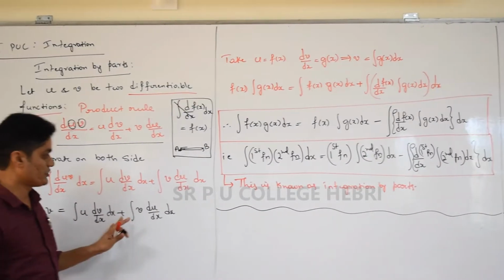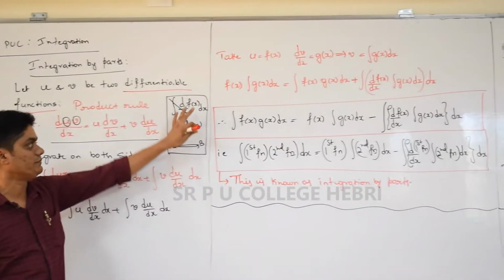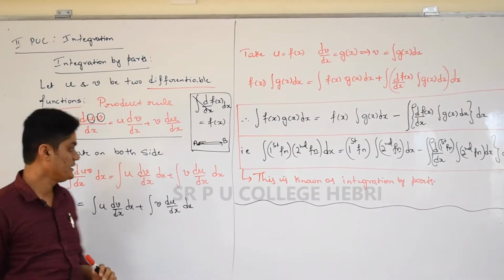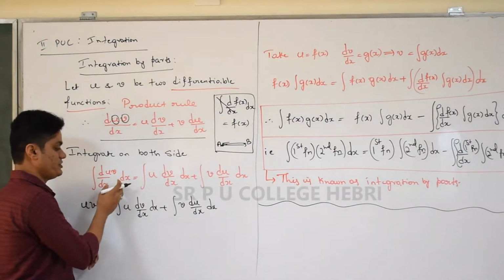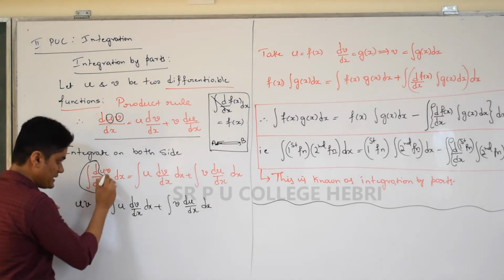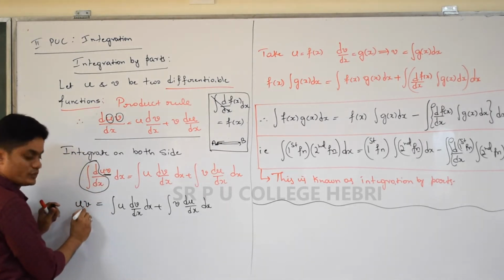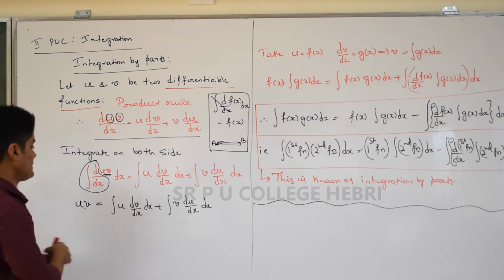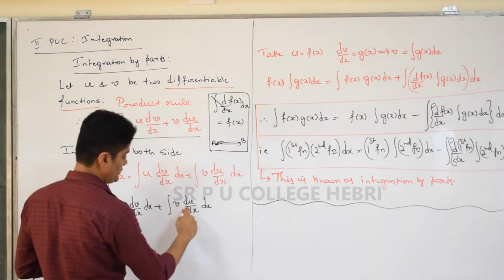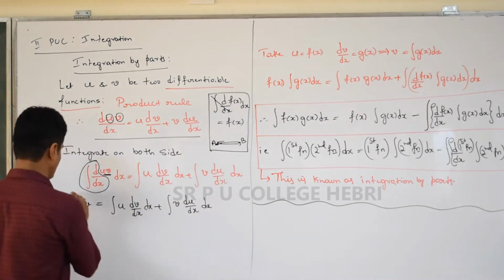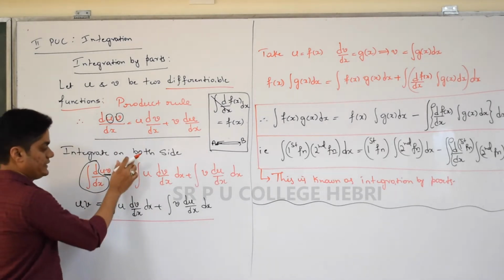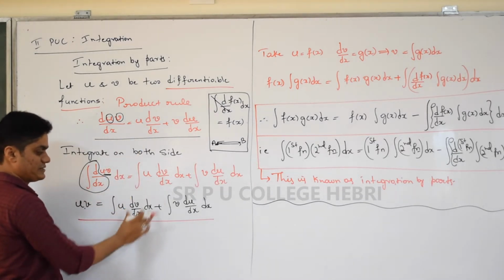I'm not going to do that now; you take your own example and check yourself. Integrate or differentiate some function, and you get the function back. So please remember that integration and differentiation get cancelled, and you get the function back. So the left side will be u into v, and the right side remains the same: the integration of u into dv by dx plus v into du by dx, into dx. So first the product rule, then integrate on both sides, integration and differentiation get cancelled, and you get this expression.